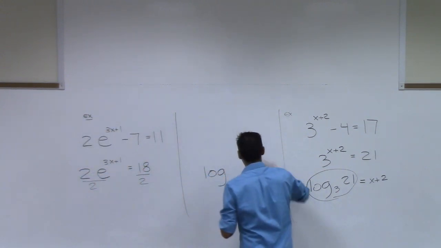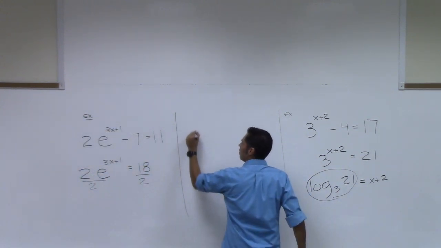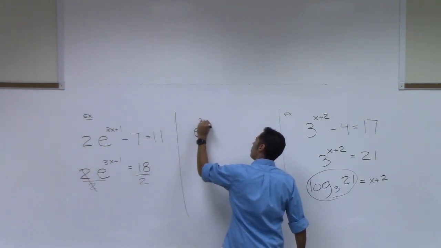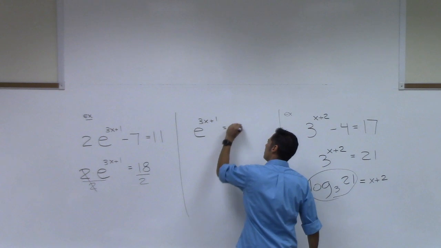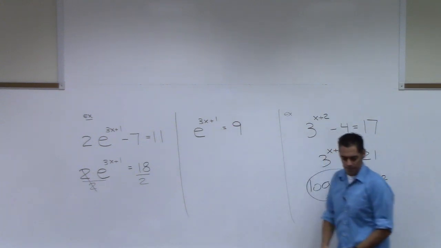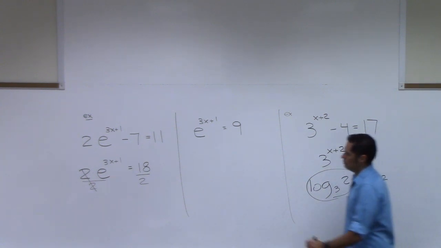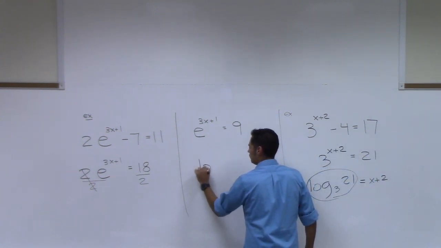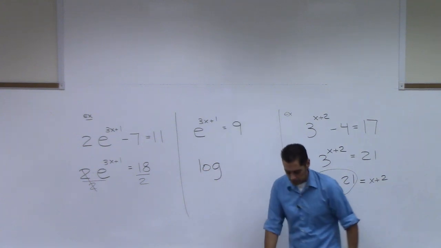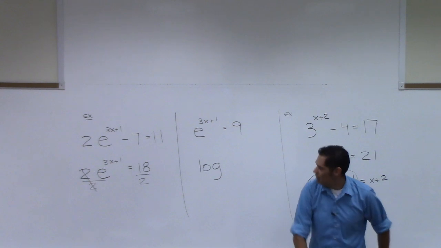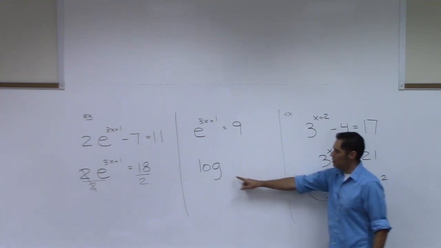Okay, so my next line should just be, because the 2's cancel, right? So we get e to the 3x plus 1 equals 9, right? And now you can do the loop. Stephanie, what's the base of the log that I'm going to use here?